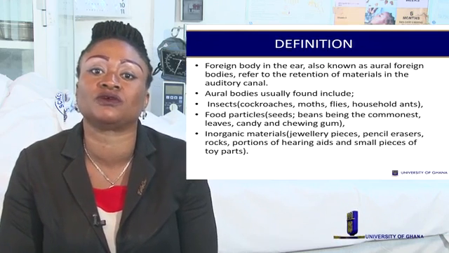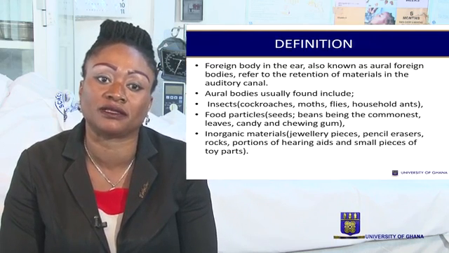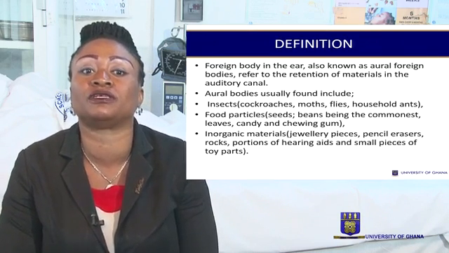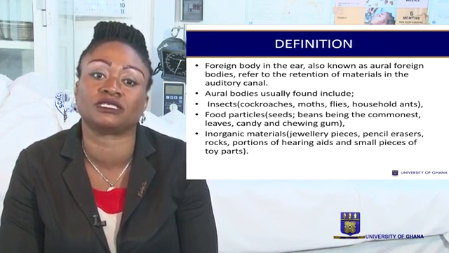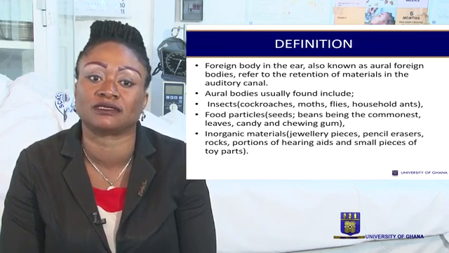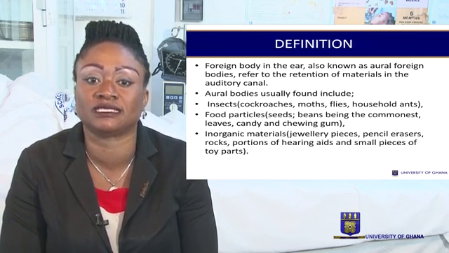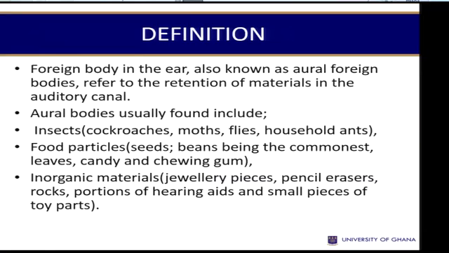Foreign body in the ear, also known as aural foreign bodies, refer to the retention of materials in the auditory canal. The foreign bodies usually found include insects, and these include cockroaches, moths, flies, household ants, and we also have food particles such as seeds, beans, which are the commonest, and we may also have candy. Inorganic materials may include jewelry pieces, pencils, erasers, rocks, portions of hearing aids, and pieces of children's toys.